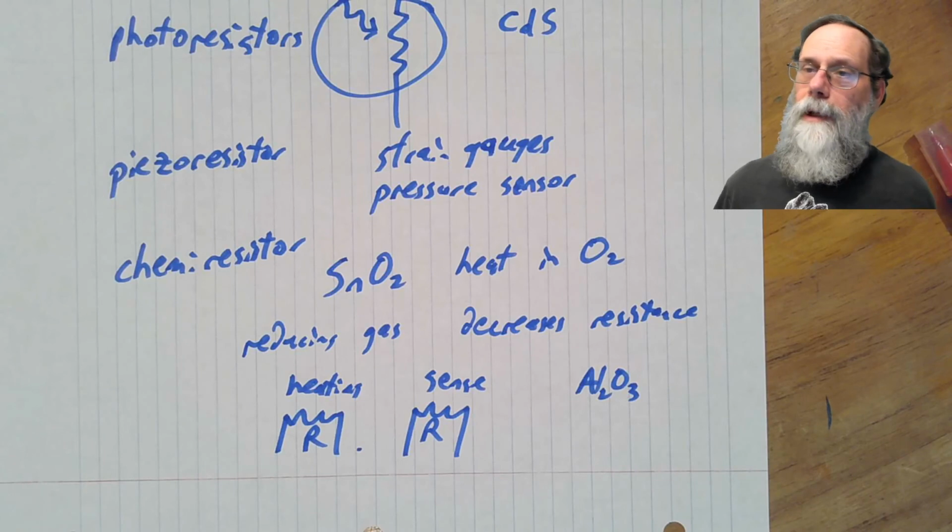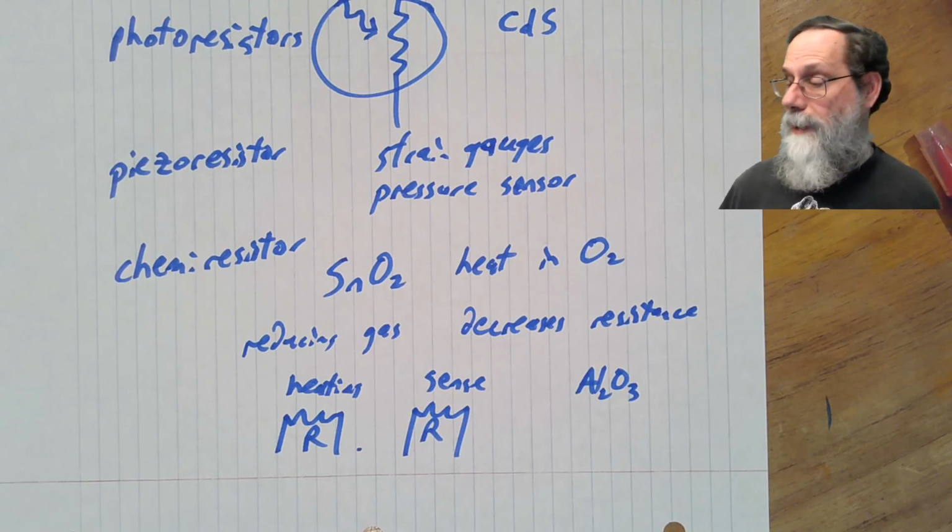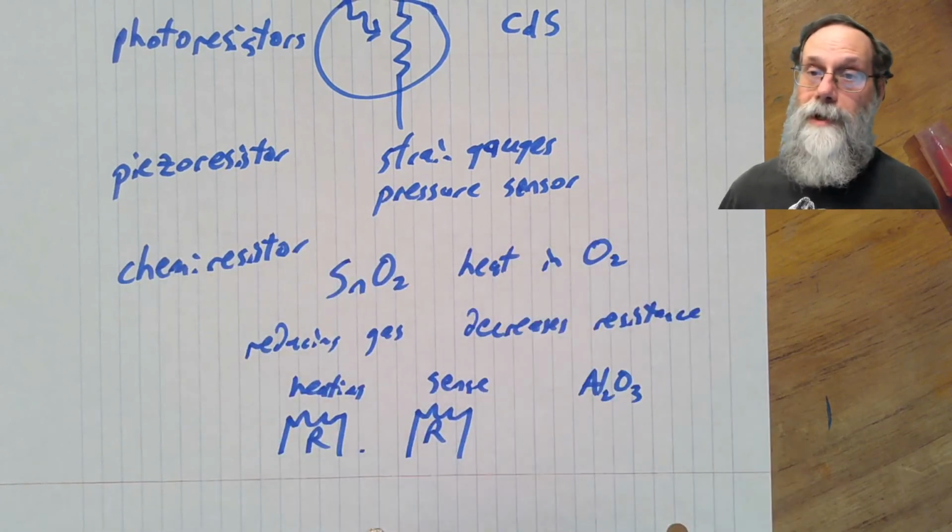Okay, that's probably enough about resistance-based sensors. We'll be looking at some of these, particularly the piezoresistors in the pressure sensors, later on.